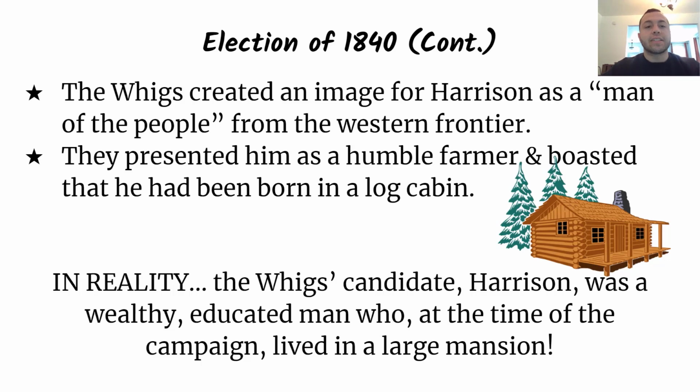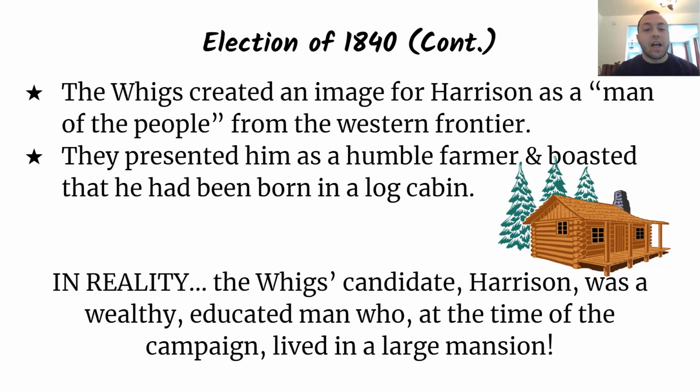So again, continuing with this election, what's funny is the Whigs try to create this image for Harrison as a man of the people from the Western frontier. Sounds familiar, right? They're trying to do what Andrew Jackson did. They're trying to say he's the man of the common people. He's from the Western frontier. They present him as a humble farmer and boasted that he was born in a log cabin, like this one I have here.